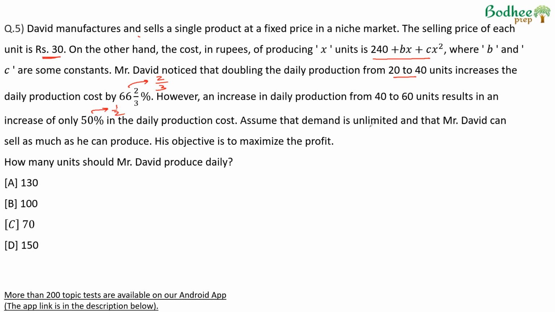In the daily production, assume the demand is unlimited. Mr. David can sell as much as he can produce. His objective is to maximize the profit. How many units should be sold by Mr. David? First of all, we'll have to look at the cost curve and find the value of B and C.